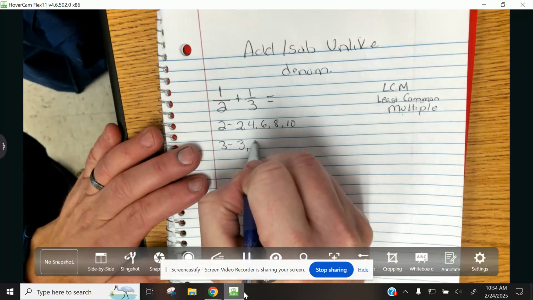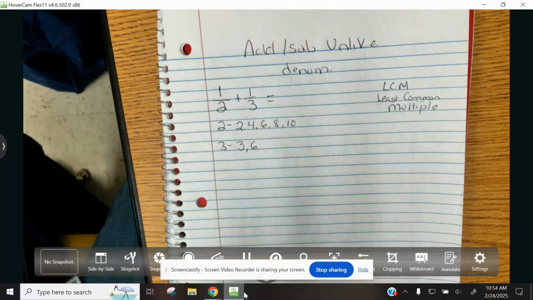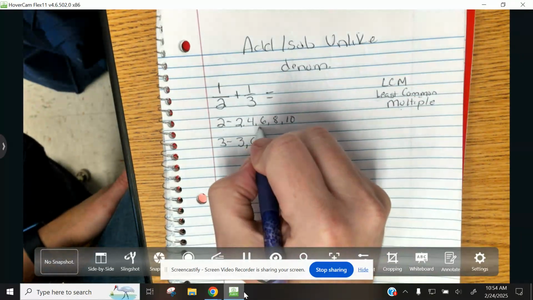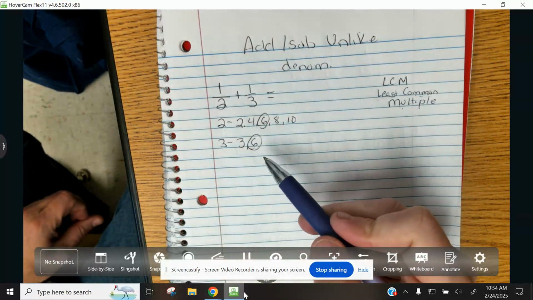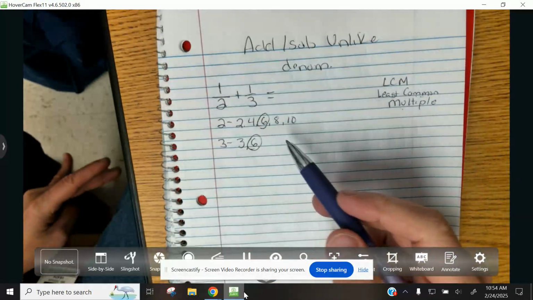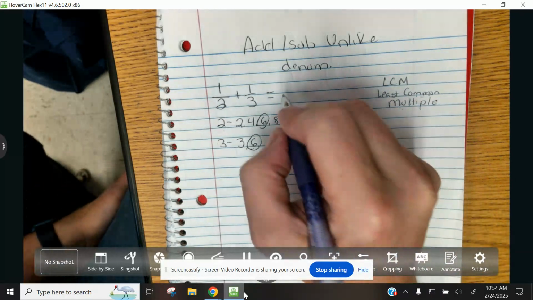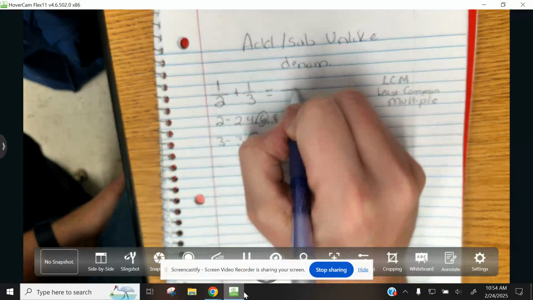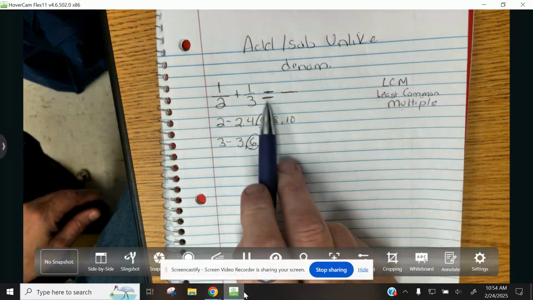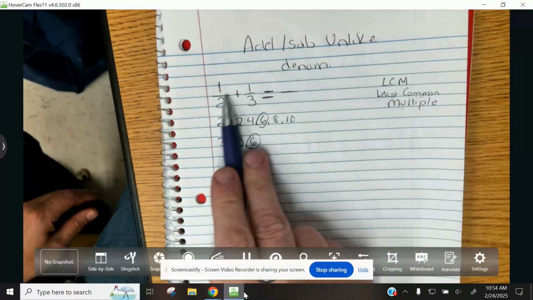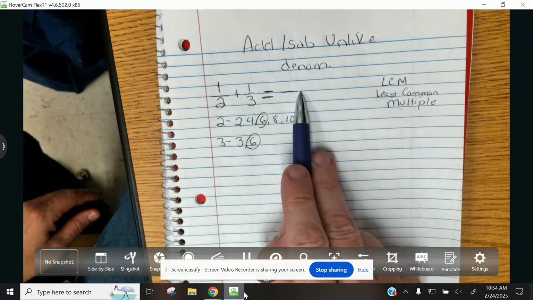3, 6. Oh, beep, beep, beep. Our flashers go off because 6 is a common multiple. Look, they both share the number 6. So guess what that is? That is now going to be our new denominator. So I'm going to come up here, and notice I have my big equal sign right there because I'm making an equivalent problem. This is the old problem. This is the new problem.